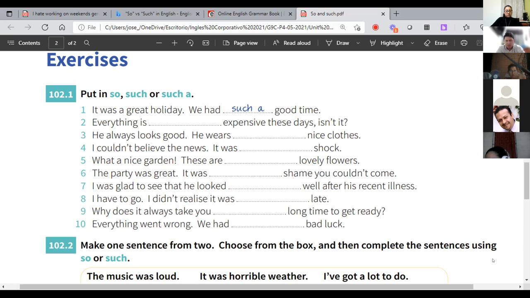Okay. Teacher. Yes. But sir, if you say shocking, it was shocking. It was so shocking. So shocking, correct. It was so shocking. Yes. Correct. Teacher, the so is for adjective. Correct. And the such, and such a?